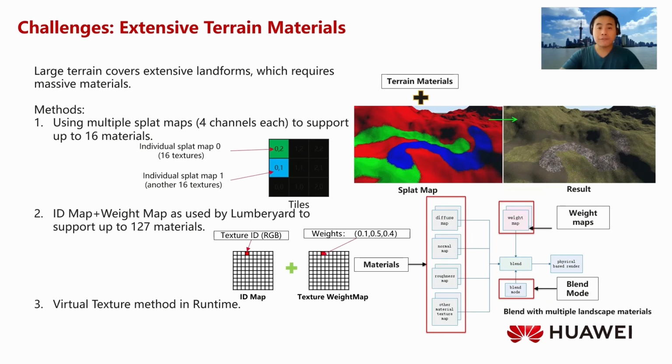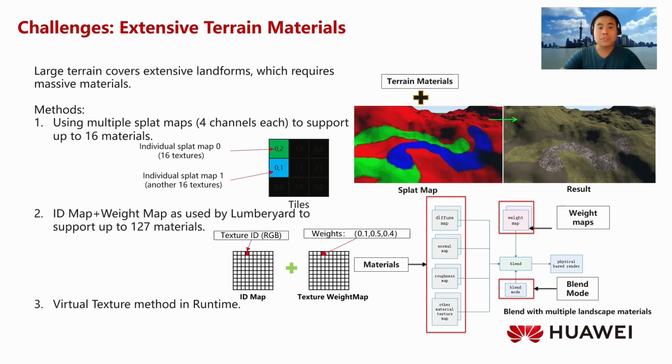Besides the CDLOD feature, the runtime also has a challenge to support the rendering of extensive landform materials. Basically, each set of landform material contains several texture maps, such as diffuse map, normal map, roughness map, and other texture maps that are based on the PBR lighting standard. A block of a terrain area often holds more than one landform. As these two images show here, it contains three different materials, which are dust, grass, and rocks. Each of them has at least 4 texture maps.